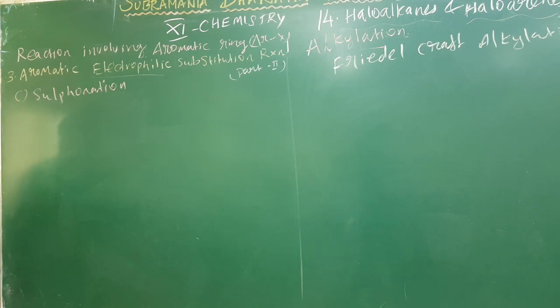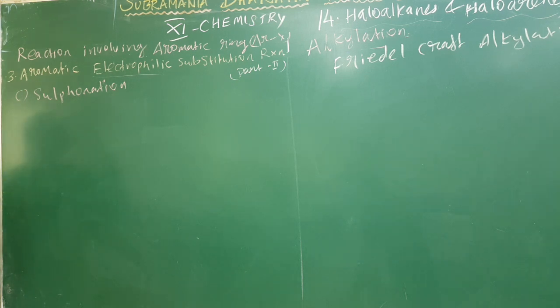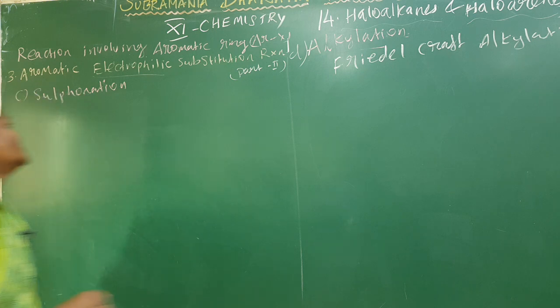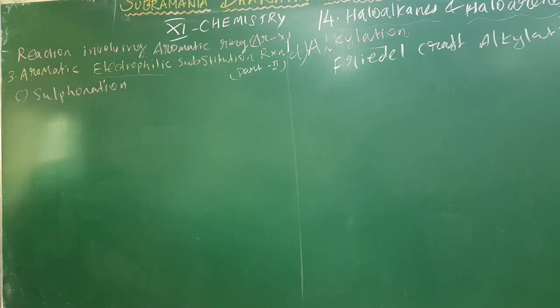Last video we saw reactions involving the substitution of the aromatic benzene ring, that is, aromatic electrophilic substitution reactions. Last video we covered halogenation and nitration. In this section we discuss sulfonation and alkylation. Sulfonation is the C part and alkylation is the D part. So what is the sulfonation reaction?